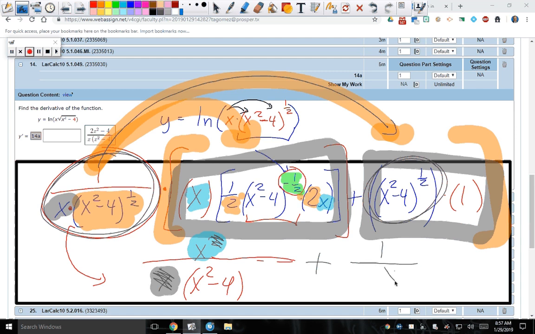Nice job following too, even with the detour. So our final answer is going to be x over x squared minus 4 plus 1 over x. This is an acceptable algebraic manipulation that's equivalent to our big answer.